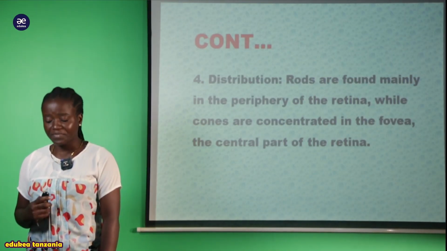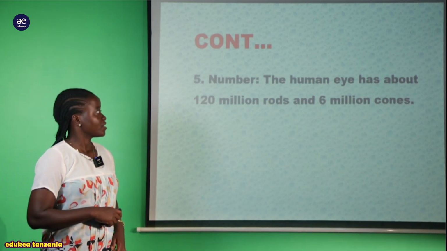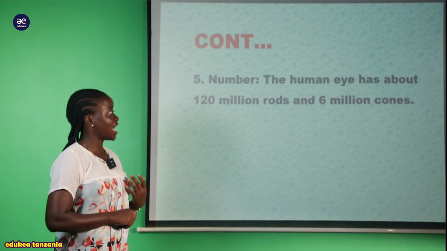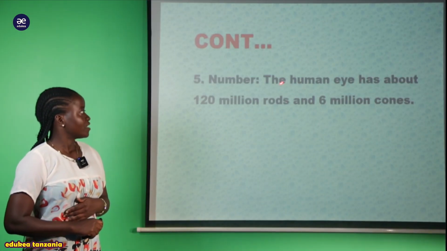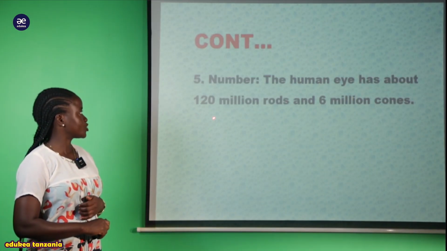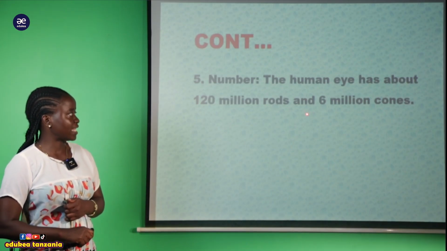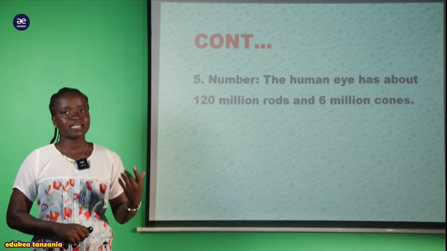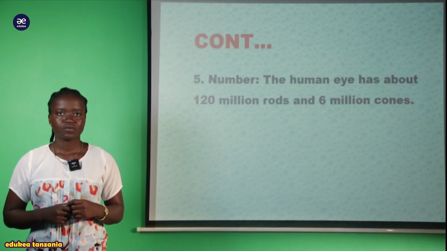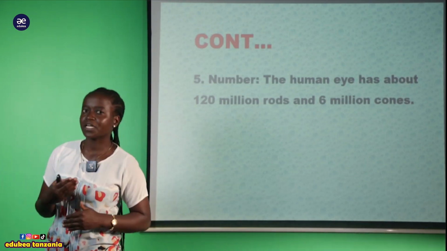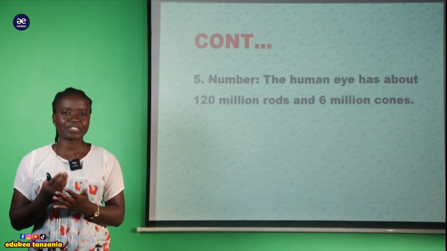Also, apart from that, we have another difference between these cones and the rods. Now on the number, we are saying that the human eye has about 120 million rods, lakini tunazo 6 million cones. So ukienda kuangalia on the number of the rods and the cones within the retina, they are quite different.